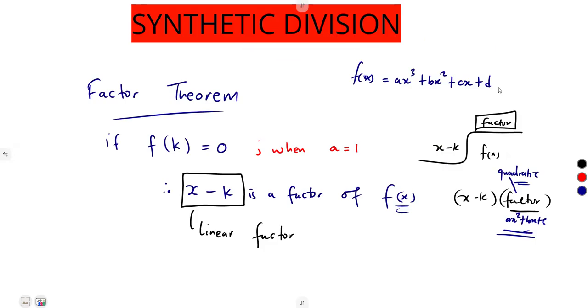Let's say we want to factorize x cubed minus x squared minus 5x minus 3. In this case, the coefficient of x cubed is 1. So you simply have to consider the constant, which is minus 3. That is the one that you just need to consider in determining your factors. So the synthetic division, you use it after finding the first factor from your factor theorem.